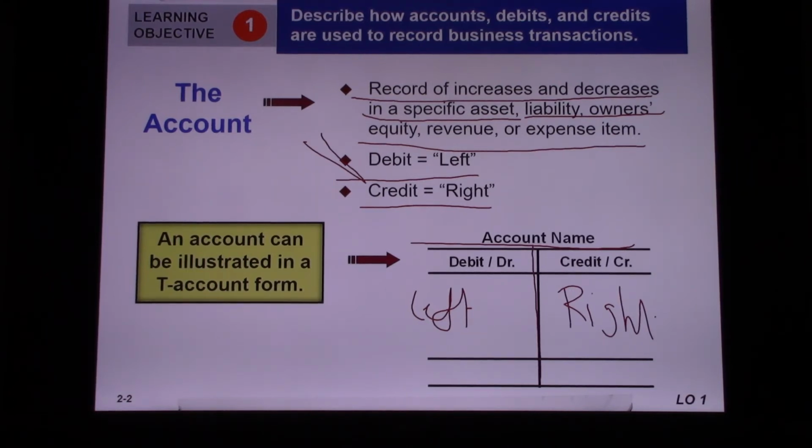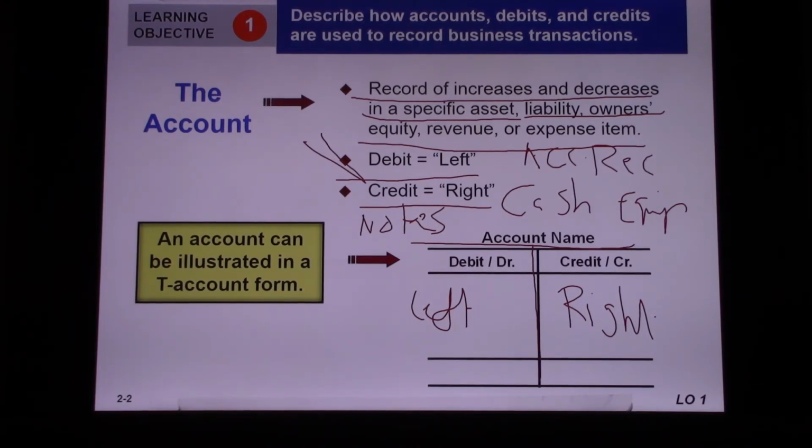A title or the account name. Here, the title or the account name, we can call this cash account, or we can call it accounts receivable account, or we can call it equipment account, and so on. If you are talking about liabilities, I can call this notes payable account, owner's capital account. So you will prepare a separate and individual account for each asset, each liability, each owner's equity account.